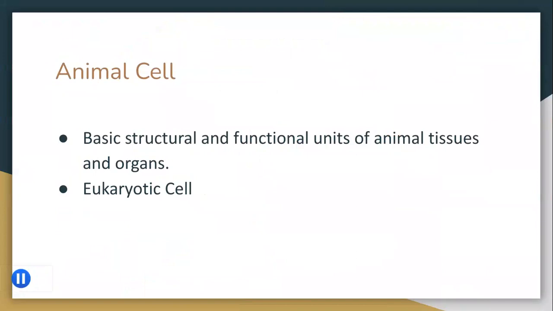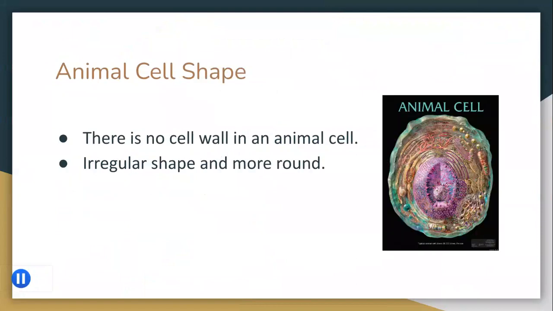The animal cell. Its basic structural and functional units of animal tissues and organs, which include us. It's a eukaryotic cell as well. The animal cell shape. There is no cell wall in an animal cell, which causes it to have an irregular shape and it's more rounded off. As you can see in the picture, it is a complete circle.